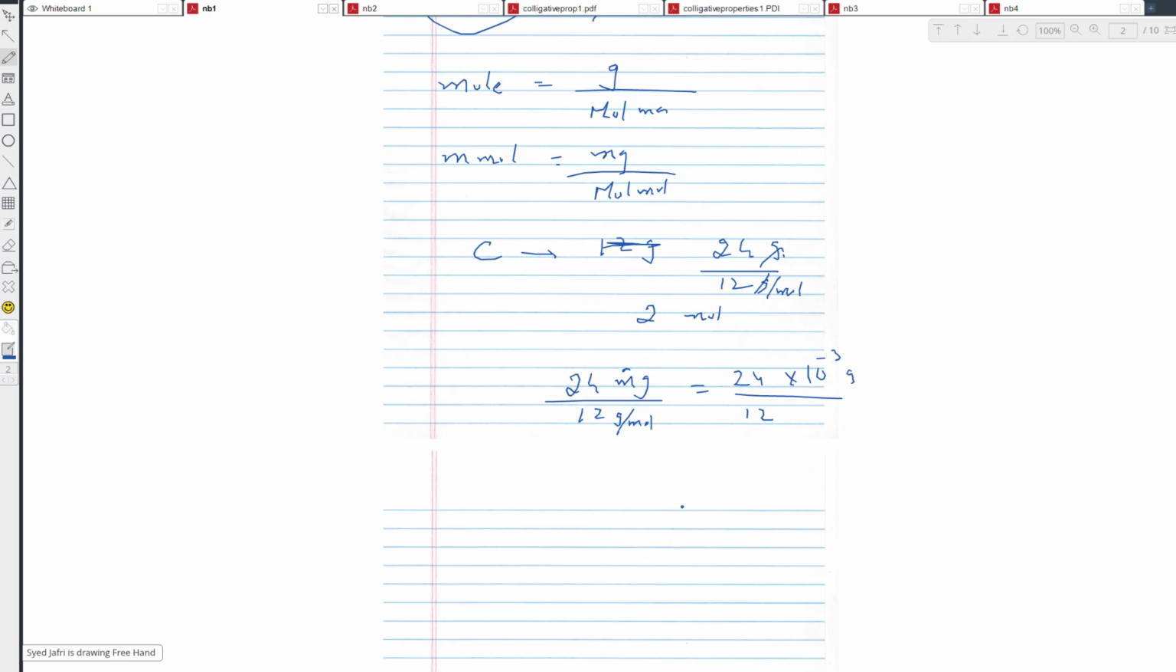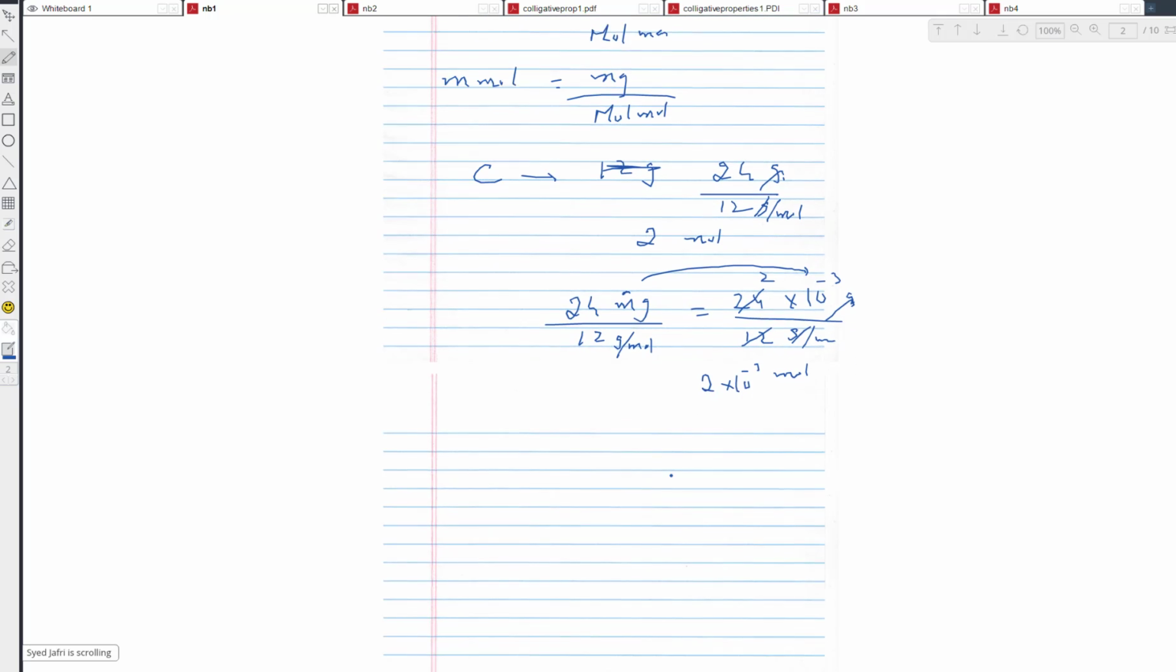24 times 10 to the minus 3. Yeah, converting milligram into gram. Okay, and you will get 2 times 10 to the power minus 3 mole. Am I right? Right, because gram and mole, gram cancels, and you will get mole.